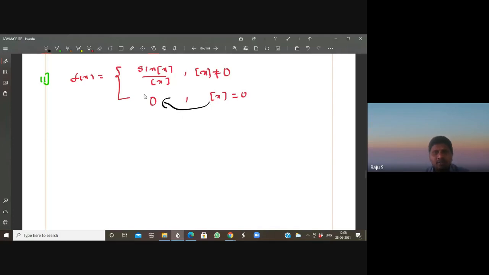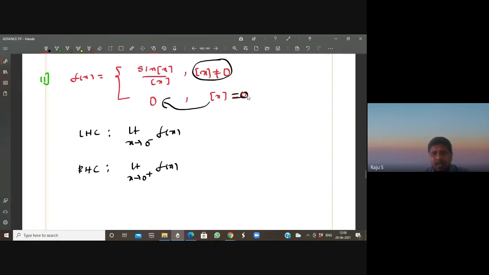Okay, here we simply need to find the left hand limit and right hand limit at 0. Let's see how to find that: limit as x tends to 0 minus of f of x, and limit as x tends to 0 plus of f of x. So 0 minus and 0 plus represent the first condition. At exactly 0, the function value becomes 0.